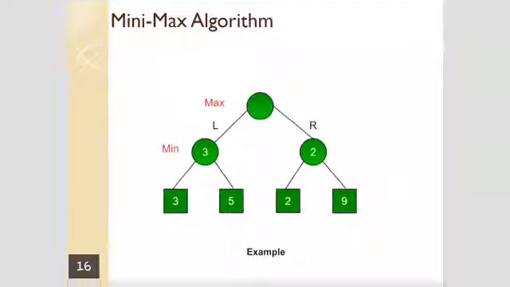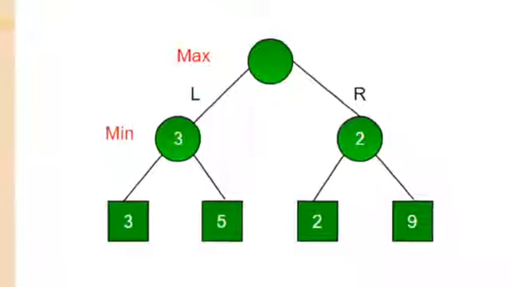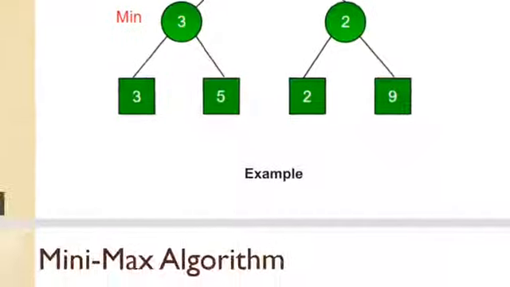We will go through these terminal nodes. For 3 and 5, what will be the value of minimum? That is 3. For 2 and 9, what will be the value of minimum? That is 2. And for maximum, for 3 and 2, what will be the value of maximum? That is 3. Exactly.